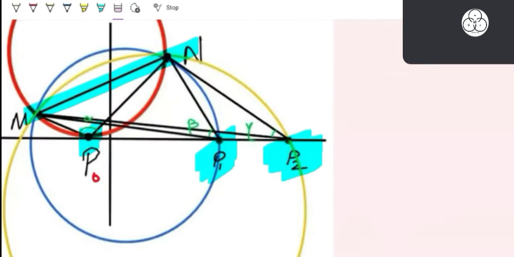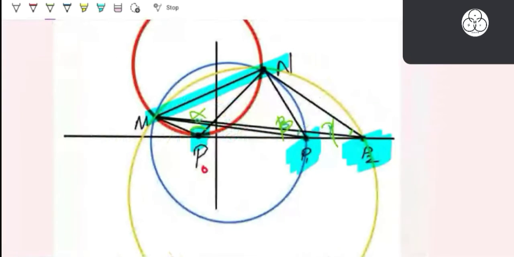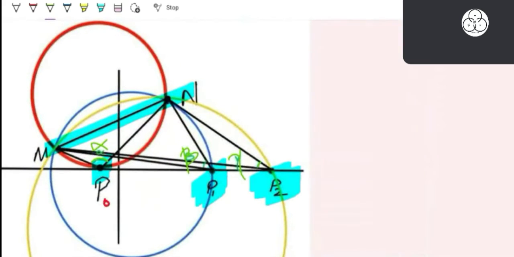Let the angles MP0N, MP1N and MP2N be alpha, beta and gamma respectively. How do you compare these alpha, beta, gamma? Let's see.